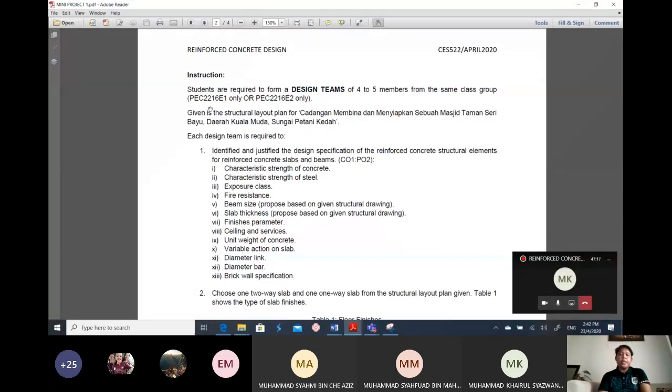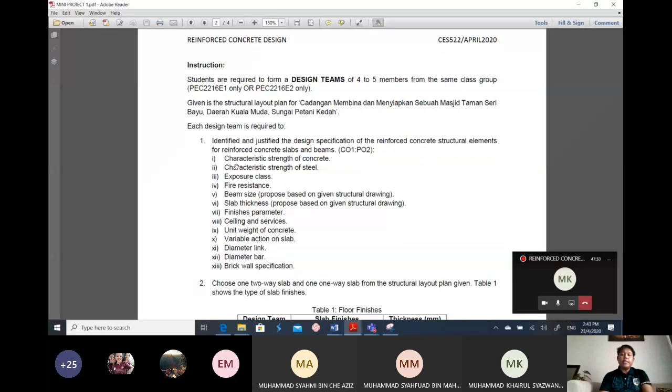So given is the structural layout plan for cadangan membina dan menyiapkan sebuah masjid Taman Seri Bayu daerah Kuala Muda Sungai Petani Kedah. So you have to determine your own exposure class. Identify and justify the design specification of the reinforced concrete structure element here. All of this you have to do in a table for the design specification.